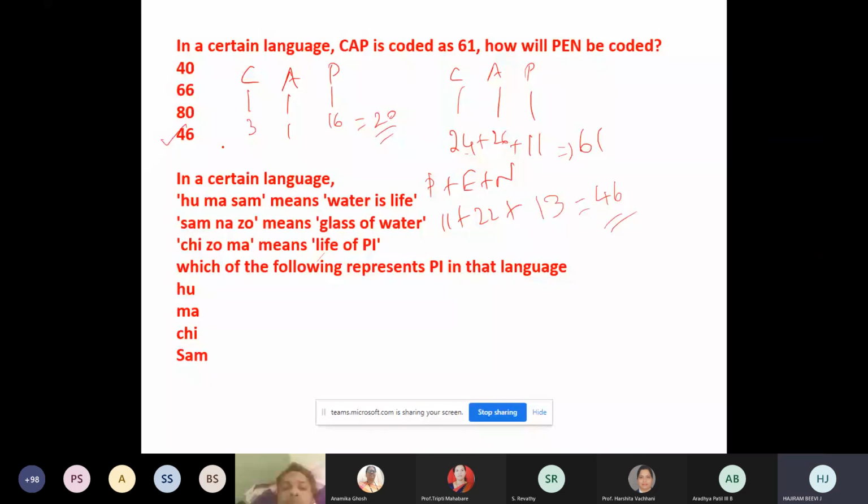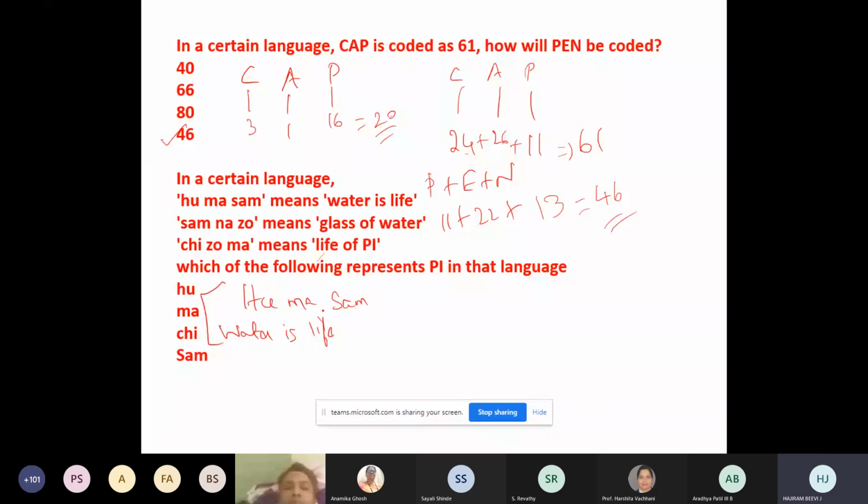Okay, then the next question: in a certain language, Puma Sham means water is life. Samna Zo means glass of water. Chi Zoma means life of fire. Which of the following represents fire in that language? Options are Q, Ma, Chi, Sam. So water is life. We don't know which term belongs to which one, so we are just writing.